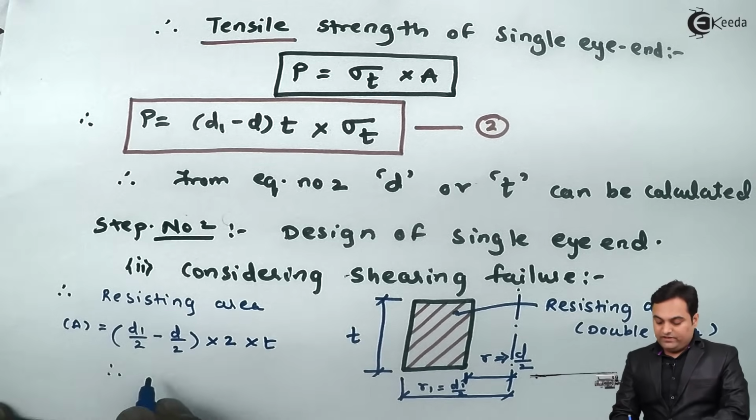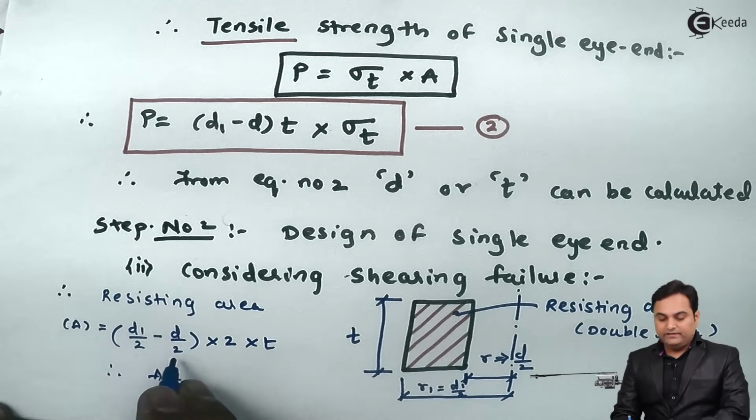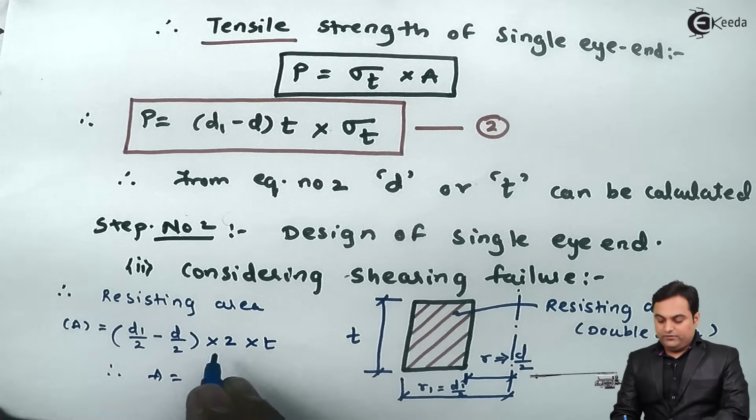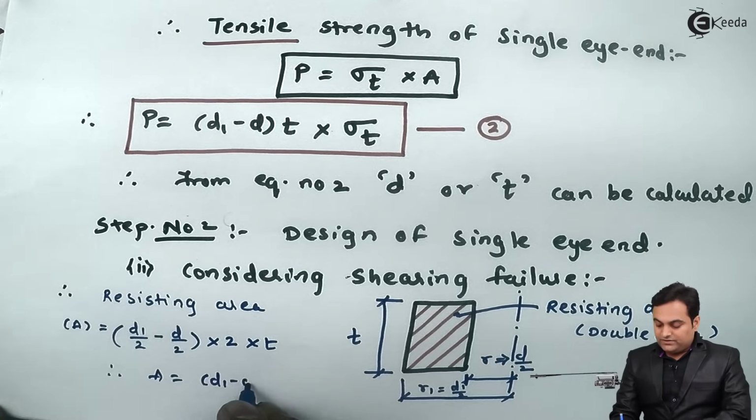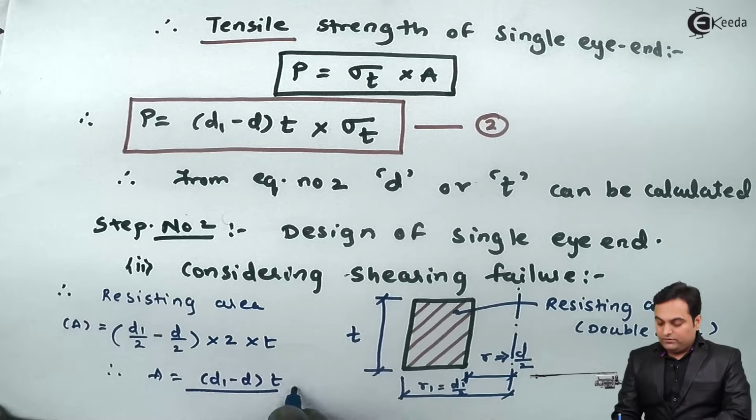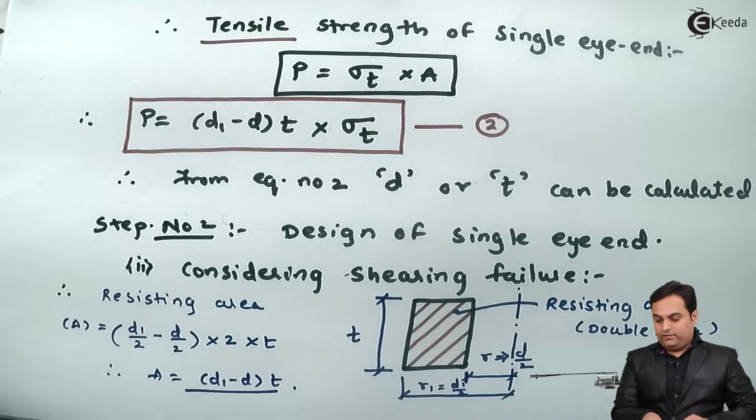Then I can simplify this. Area becomes, this 2 I can take common denominator and it will get cancelled out. So area is D1 minus D into T. This is the resisting area under shear.